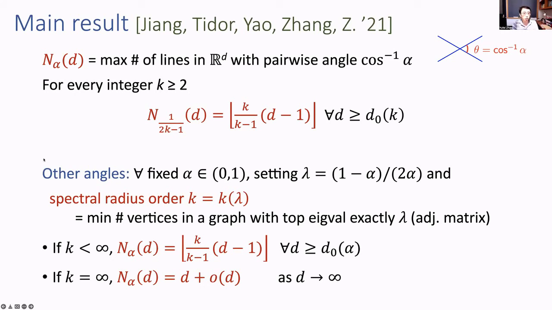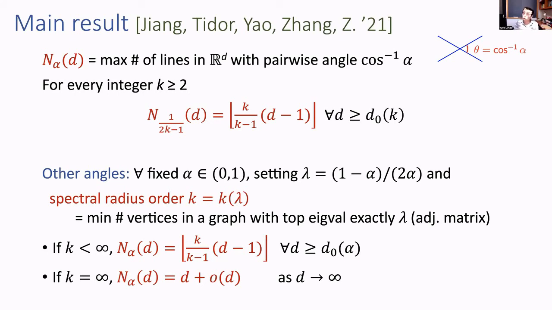We'll define a quantity called the spectral radius order. So the spectral radius order, k(lambda), is defined to be the minimum number of vertices in a graph whose top eigenvalue is exactly lambda. In this talk, whenever I talk about eigenvalues of a graph, I'm always referring to that of the adjacency matrix. Okay, so let me repeat this definition. Somebody gives you a lambda, and I want to find the smallest graph, smallest in terms of number of vertices, whose top eigenvalue is exactly lambda. And I output that k.